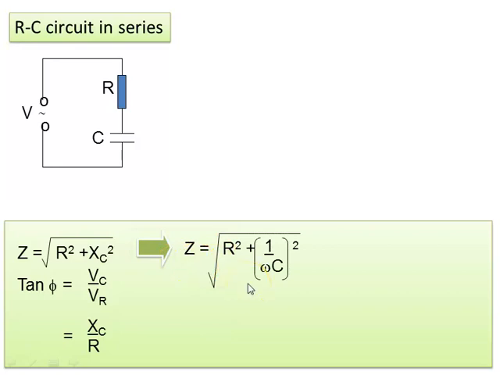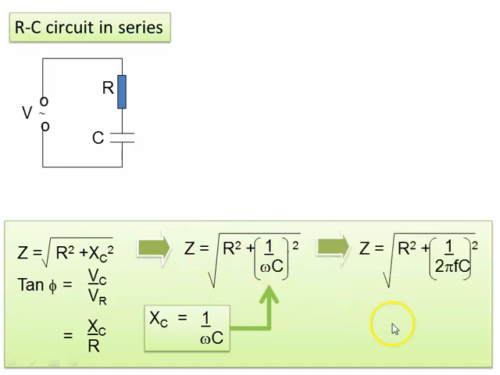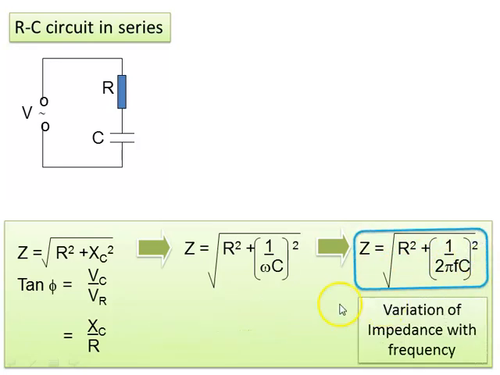Okay, if we substitute XC equals 1 per omega C, the equation becomes like this. And if we substitute omega equals 2 pi f, the equation becomes Z equals the square root of R squared plus the bracket 1 per 2 pi fC, squared. Okay, next we see the variation of impedance with frequency.